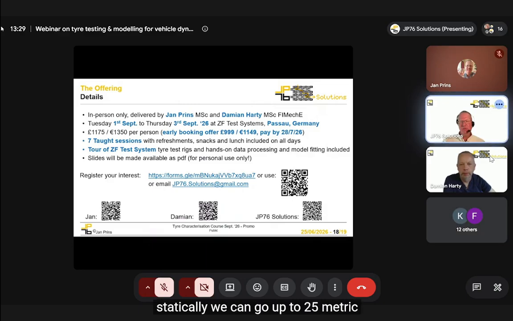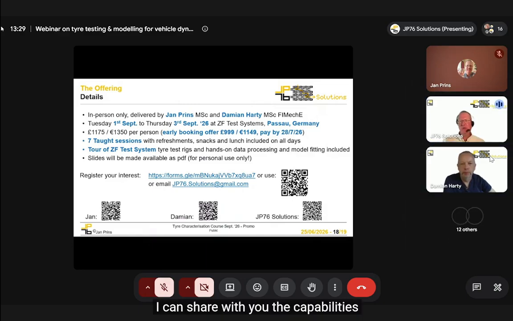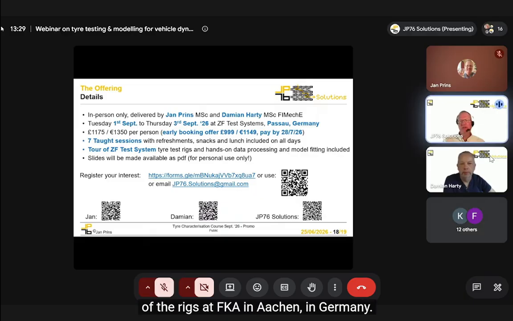Dynamically and statically, we can go up to 25 metric tons. I can share with you the capabilities of the rigs at FKA in Aachen, Germany, because they do have some experience, but you probably end up doing drum testing rather than flat track testing with tyres of the sort of sizes we're talking about there. But you can then enhance the models you get using some of the stiffness tests and things like that.